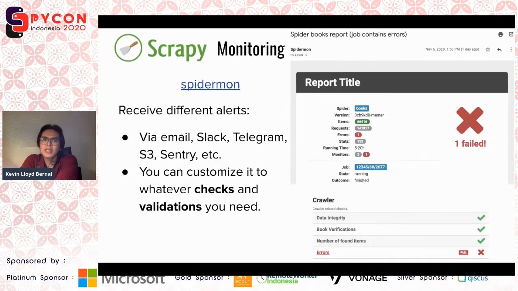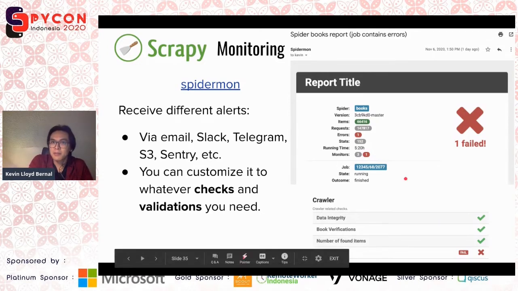For the monitoring, Spidermon is also available, which allows you to receive different alerts via email, Slack, Telegram, S3, or Sentry. And you could customize it to whatever checks or validations you pretty much need. And this is just an example of what the email alert looks like, right?